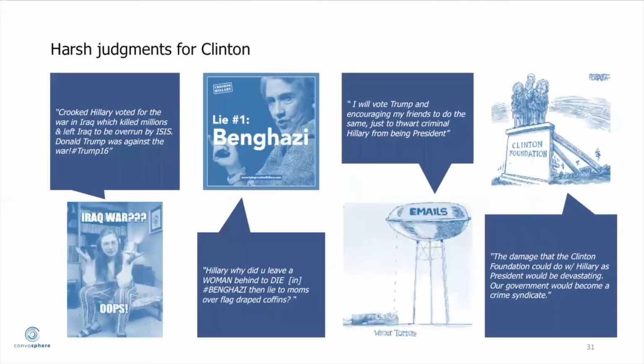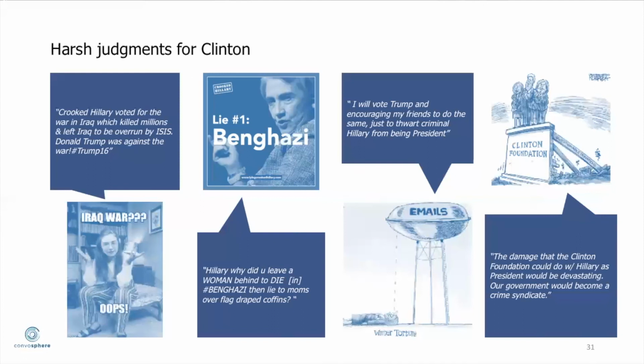Here we have some of the examples of the harsh judgments that Clinton received. One person says, "I will vote Trump and encourage my friends to do the same, just to thwart criminal Hillary from being president." This is a good example because, first of all, it shows how that email case was a big obstacle for Hillary Clinton, but it also shows how Trump supporters were enthusiastic, supporting their family and friends to go out to vote.